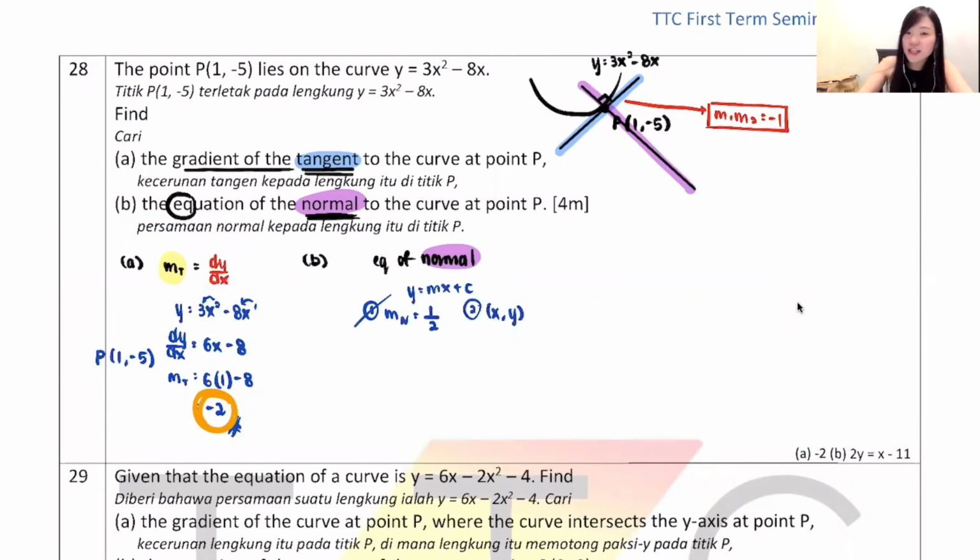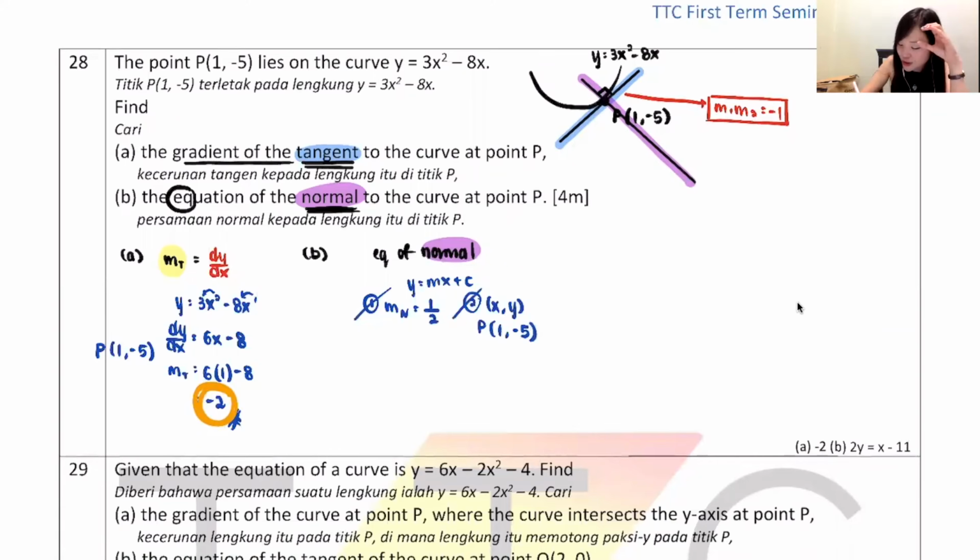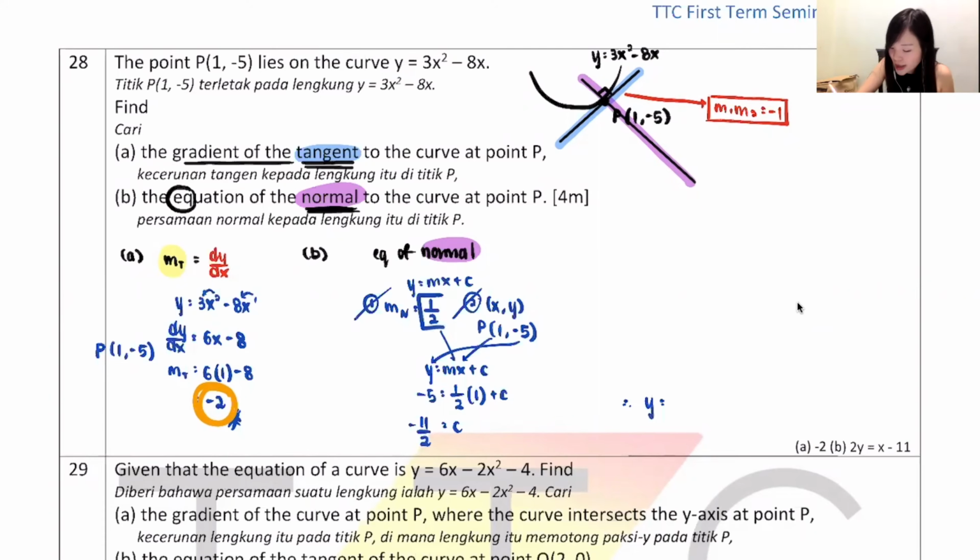Next, I must have a coordinate. So this normal, this purple color line, passes through the point P. So I can use the point P coordinate. Now, can find the C. So y equals to mx plus c. So the y is -5. The m is 1 over 2. The x is 1. The c, we don't know. So what is the C answer? -5 minus 1 over 2. I get the C as -11 over 2. So guys, I write out the answer. y equals to mx plus c. Yep. I think this is how the answer looks like.